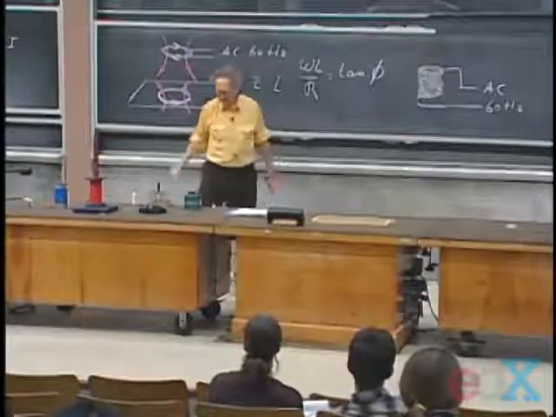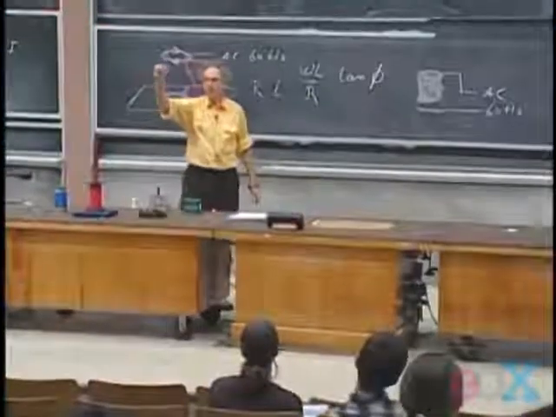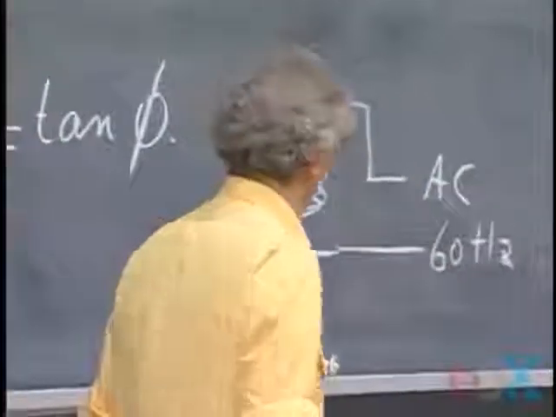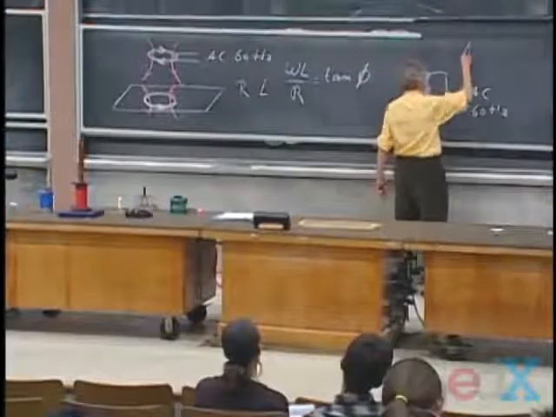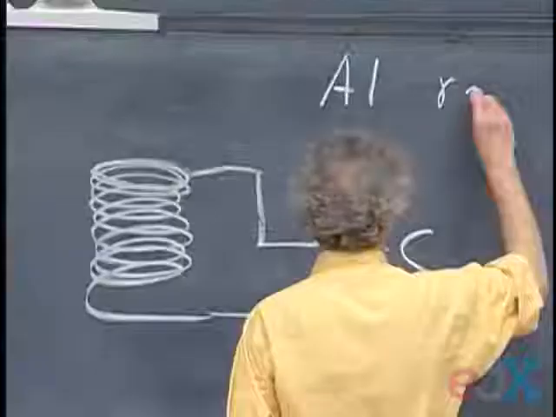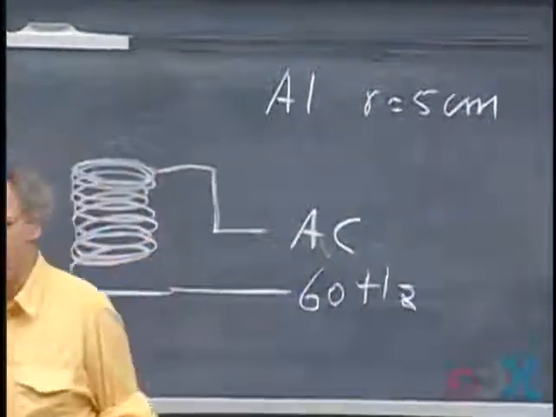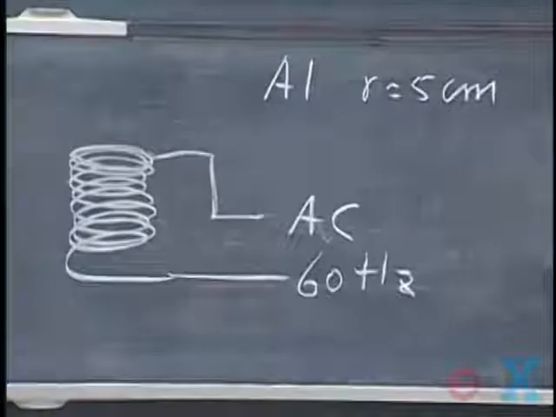And I have a ring, and the ring is made of aluminum, and I know exactly the dimensions of this ring. I know the radius, it's about 5 centimeters. I know the thickness, I know everything. It's an aluminum ring, and has a radius of about 5 centimeters. Since I know all the dimensions, I can calculate the resistance of that ring.